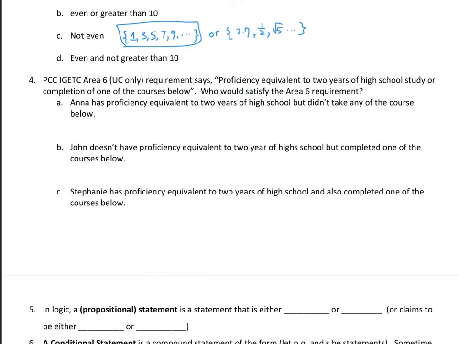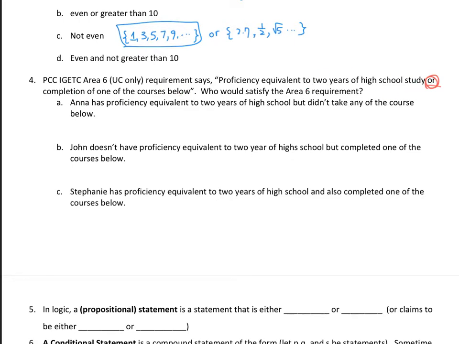All right, now let's look at number 4. The IGETC Area 6 requirement says proficient, equivalent to 2 years of high school. So this is a foreign language or language other than English. It says, or complete one of the courses below. That's like the foreign language classes we have at PCC. So either you did it in high school or you could do it here. Basically, that's what it says. It says who satisfy the Area 6 requirement. Again, it says something or something. So you could have done either the first one or the second one or even both.